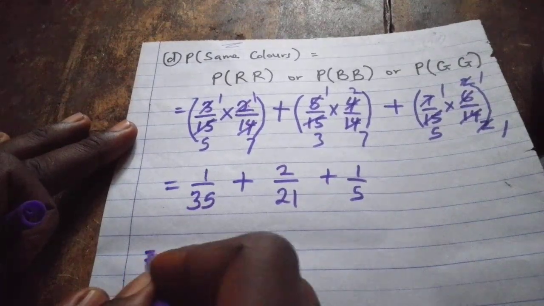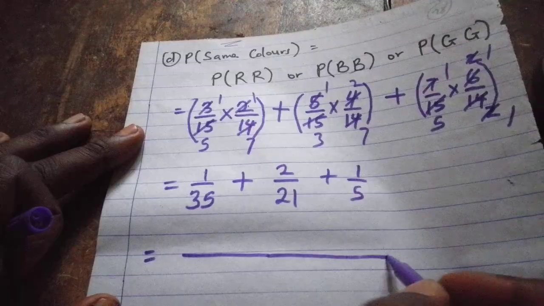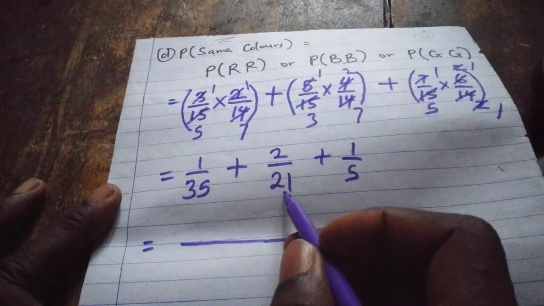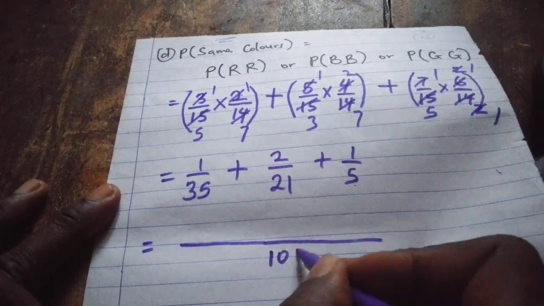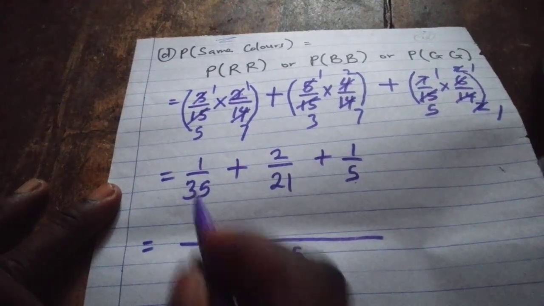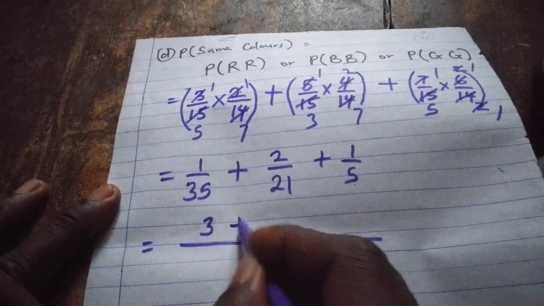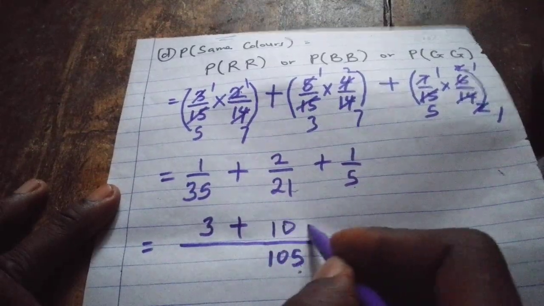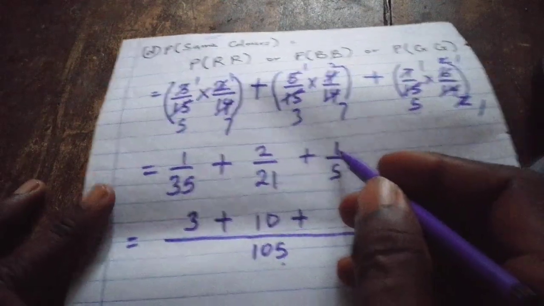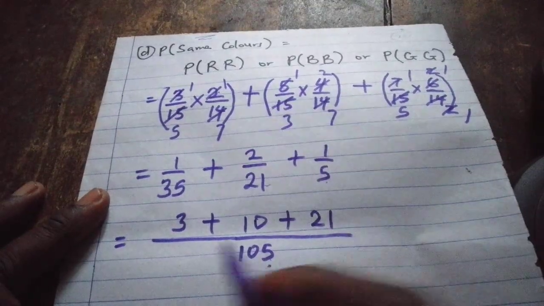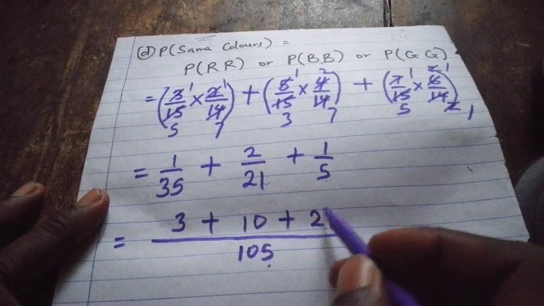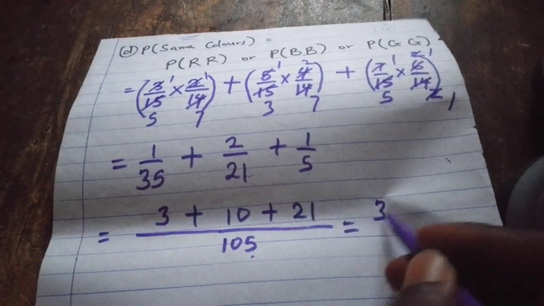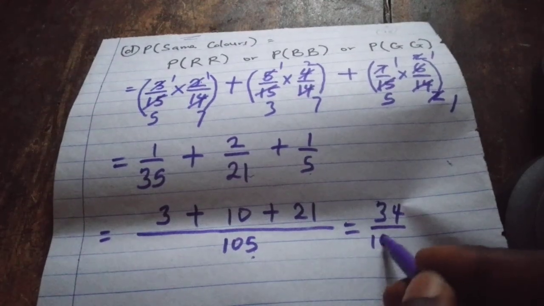So the LCM of 35, 21, and 5 will give us 105. How many 35 are here? 3. 3 times 1 will give us 3. Plus, how many 21 are here? We having 5. 5 times 2 is what? 10. Plus, how many 5 are here? 21. 21 times 1 is what? 21. So 3 plus 10, 13. 13 plus 21, that will give us 34 over 105.